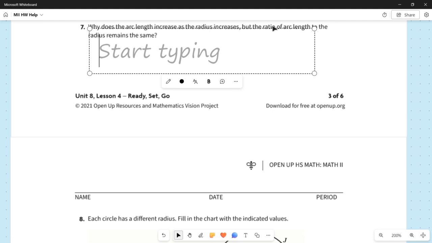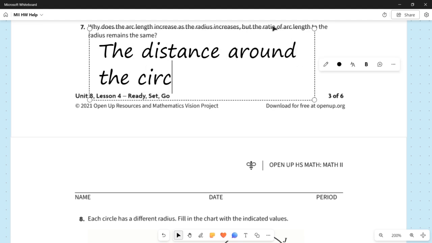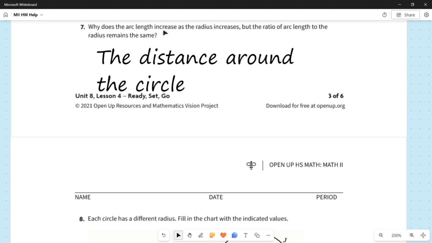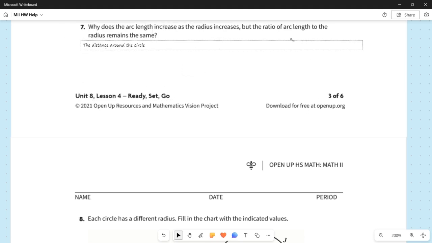So the reason why this happens is because the distance around the circle, which we know is basically just circumference, and arc length is a piece of the circumference, gets longer as the radius increases, which should make sense. As the size of your circle increases, the distance around the circle also increases, but the measure of the central angle remains the same.